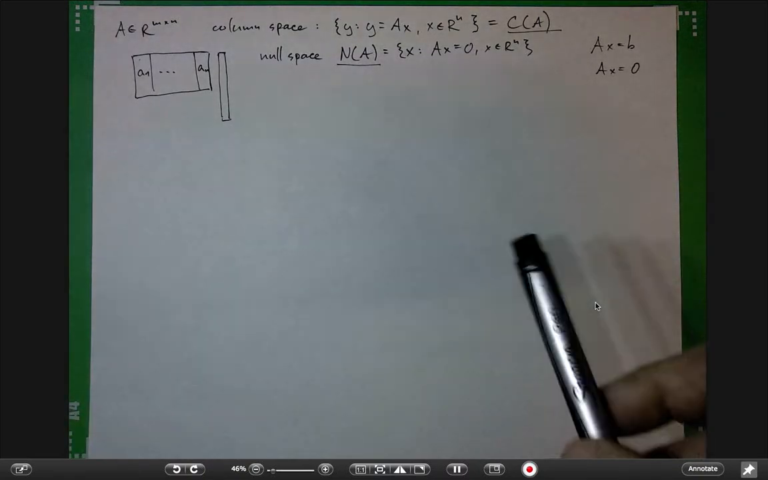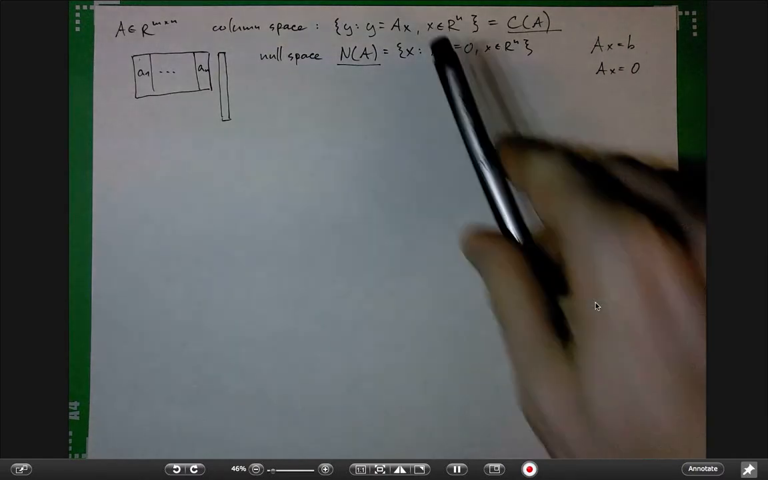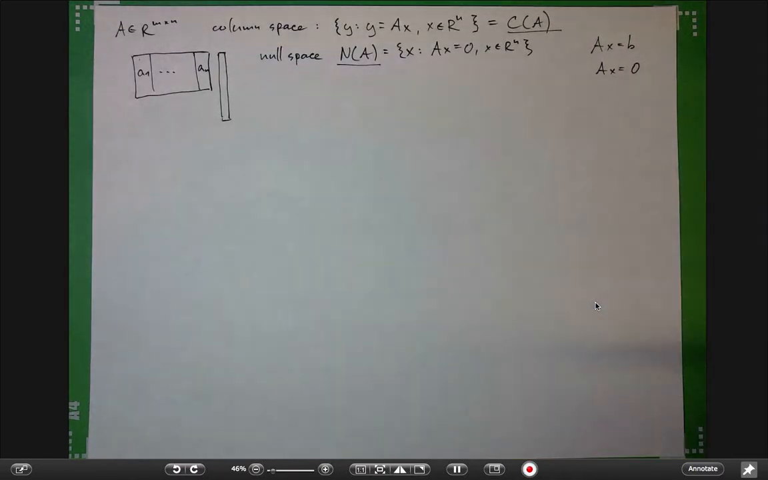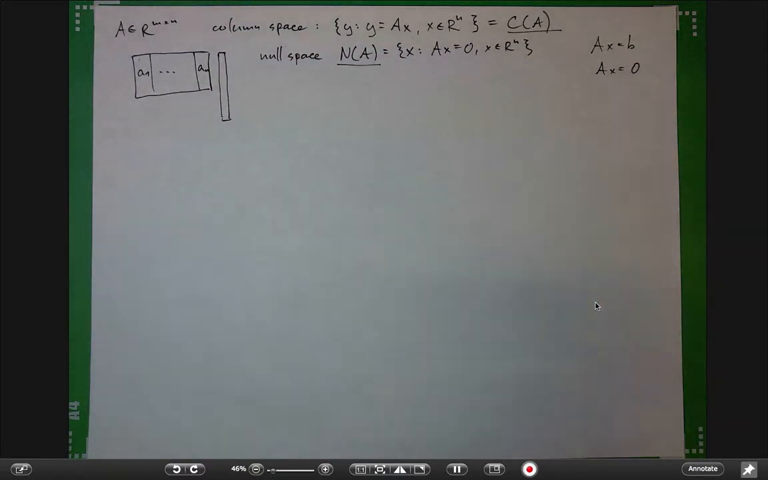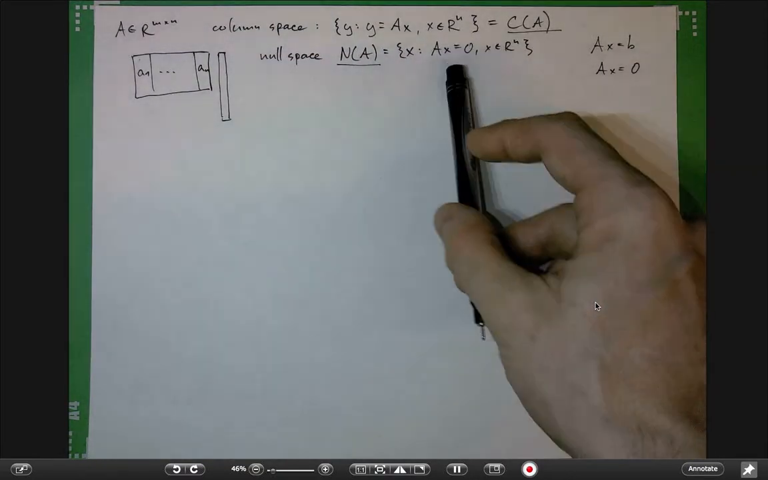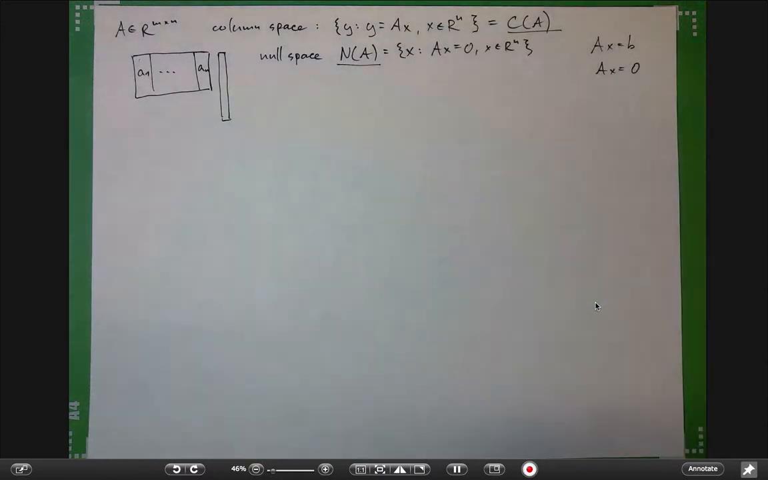And it's again a linear subspace, as it's again very easy to verify. If you take two vectors from the null space, then their sum will be in the null space. If you take one vector from the null space and multiply it by a scalar, it is going to be in the null space. And 0 obviously is in the null space because if I hit A with 0, I get 0 back.